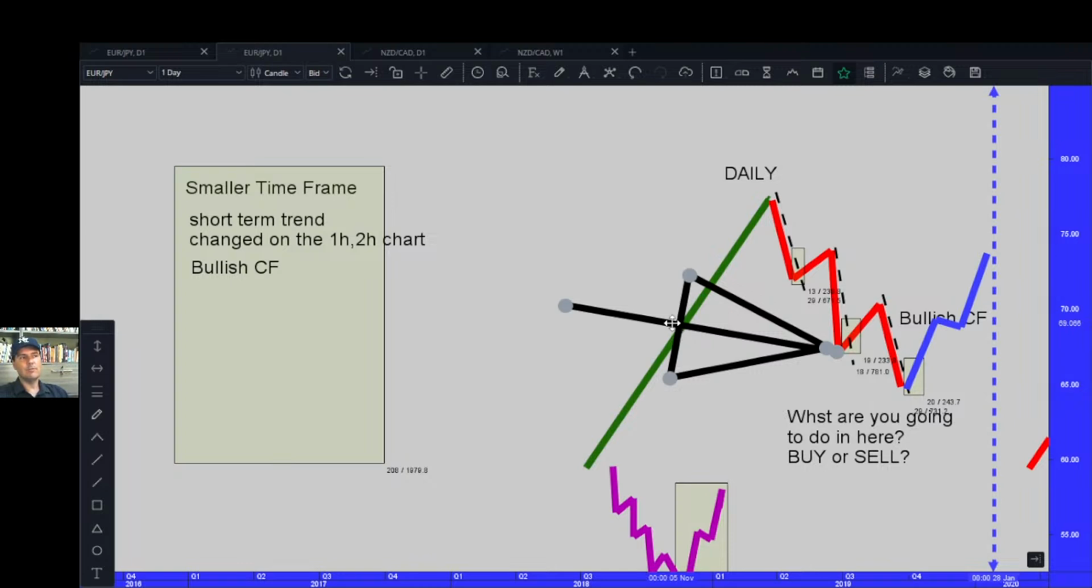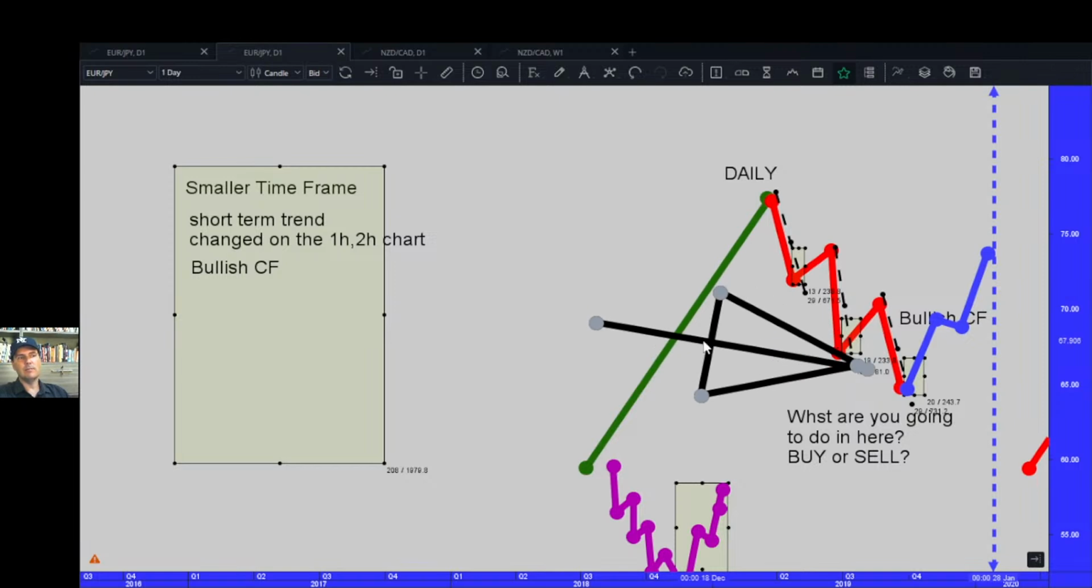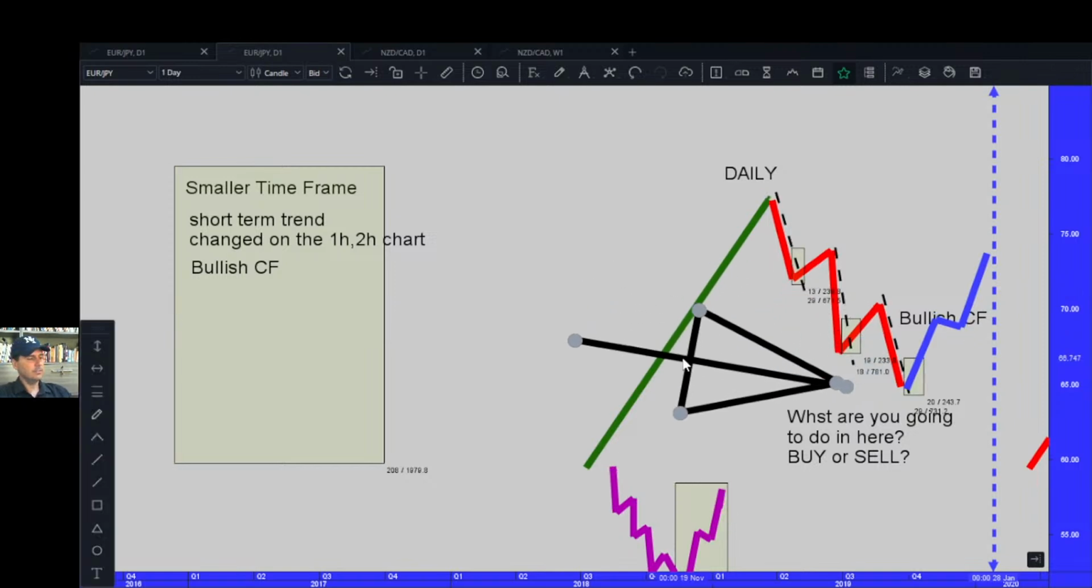This market is going to reverse and you buy and you lose. This market is going to reverse and you buy and you lose. This market is going to reverse.